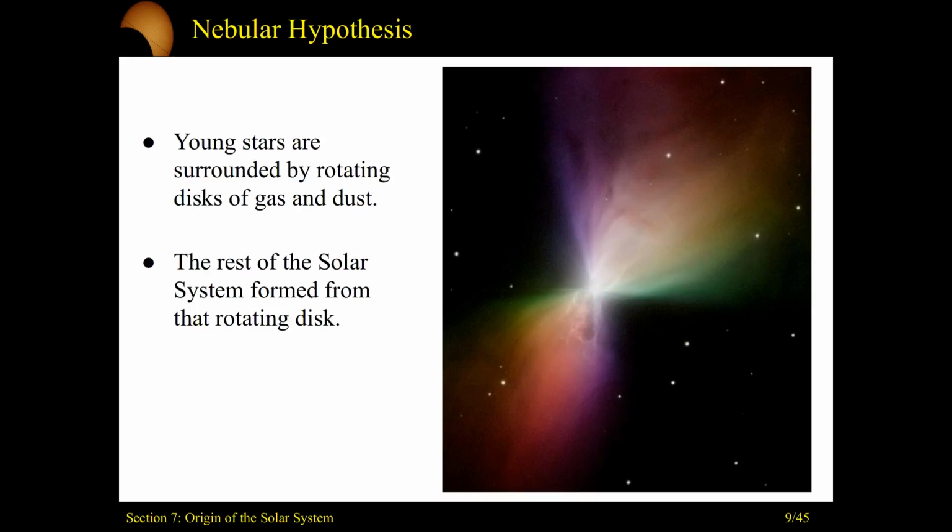In essence, this nebular hypothesis says that a young star will be surrounded by gas and dust. The star will be the central figure of this region of space, and everything else about the solar system will form around that initial star. We'll dub it what's going to be called a protostar eventually.